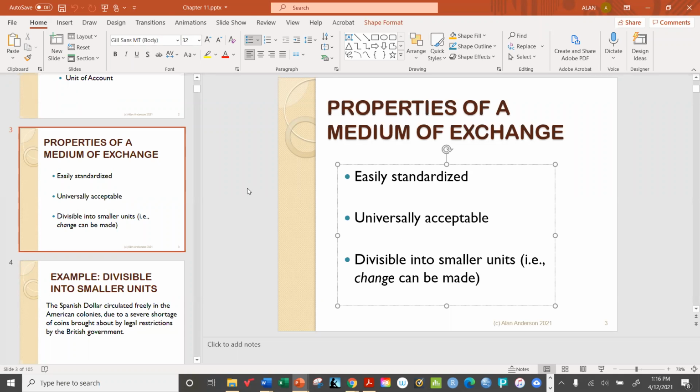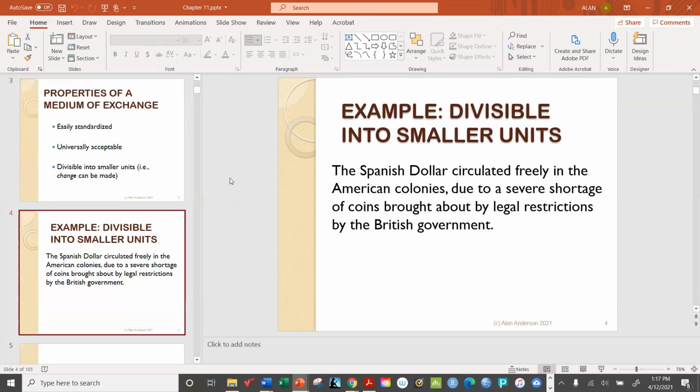So what did we do? Well, we didn't have enough of our own. So what had to happen was that a lot of foreign coins were circulating in the United States. In particular, the Spanish silver dollar was a very popular choice as a form of money because, of course, it was made out of silver and its value was easily recognized.